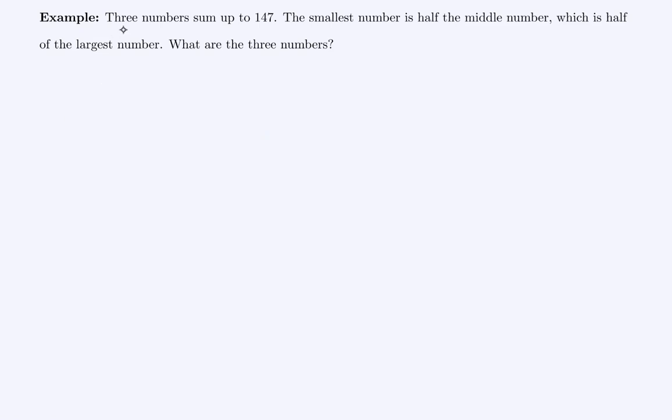So here we're told that three numbers add up to be 147. So sum up is the idea of this number plus this number plus this number equals 147. This is going to be one of our equations. Now we have more information. The smallest number equals half the middle number. So that tells us how they're related. And by the way this is phrased, the middle number is half of the largest number.